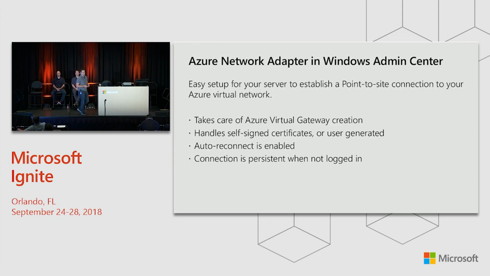And really what it is, is an easy way for you to set up a point-to-site connection into your Azure virtual network. Even if you haven't actually set up your Azure virtual network for gateway connectivity yet, the Azure Network Adapter will do that for you and walk you through it in a way that's very easy so that pretty much anybody can do it. It takes care of configuring the Azure Virtual Gateway if you haven't done that yet. It goes in and queries against the Azure virtual network that you select in the Admin Center, and will give you the options to connect that.